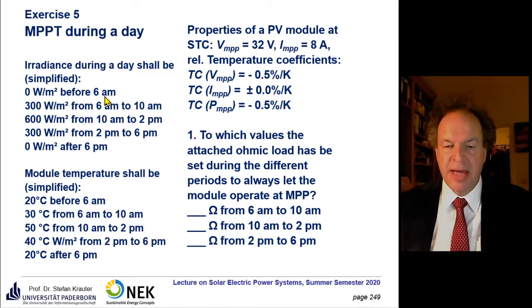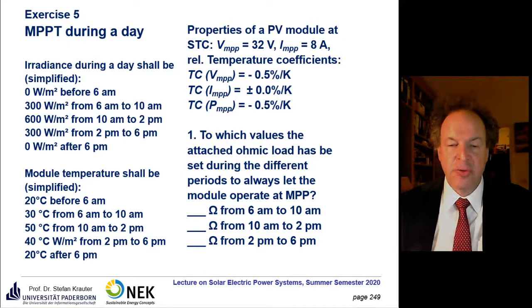Before 6 a.m. we have a zero irradiance. Then from 6 a.m. to 10 a.m. we have an irradiance of 300 watts per square meter. From 2 hours before and 2 hours after midday, we have an irradiance of 600 watt per square meter. And after 2 p.m. to 6 p.m., we have an irradiance of 300 watt per square meter. And after sunset, we don't have any irradiance anymore.